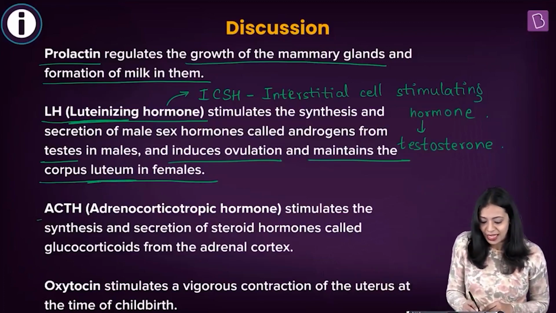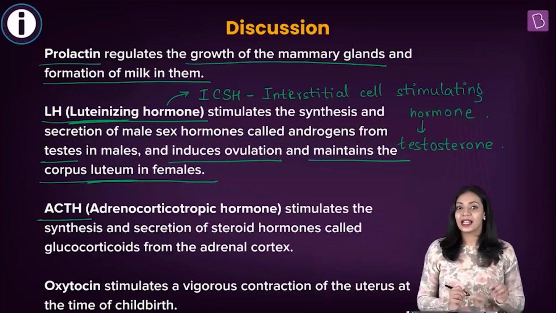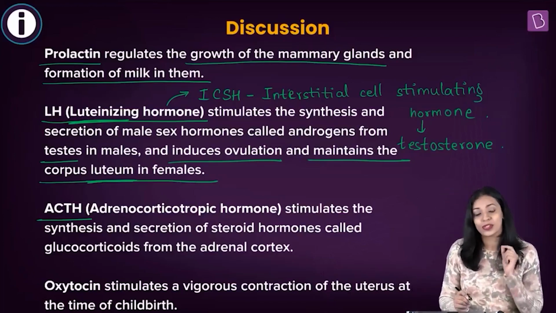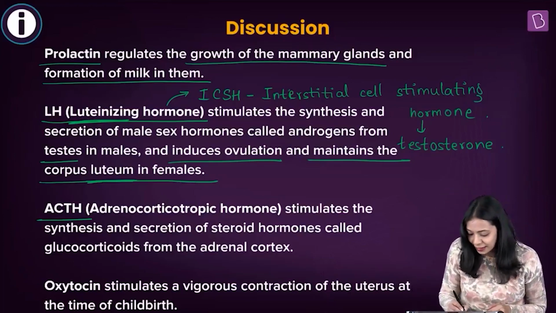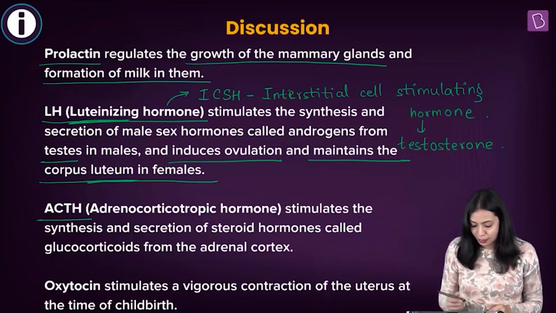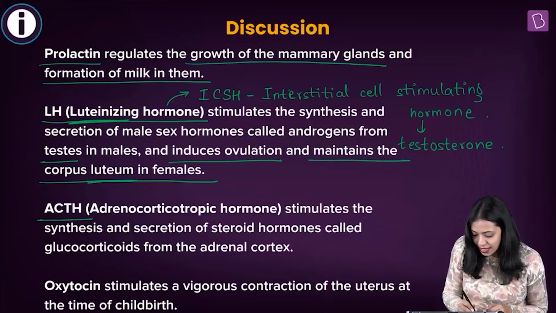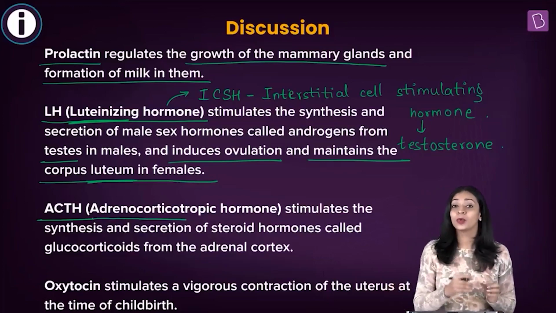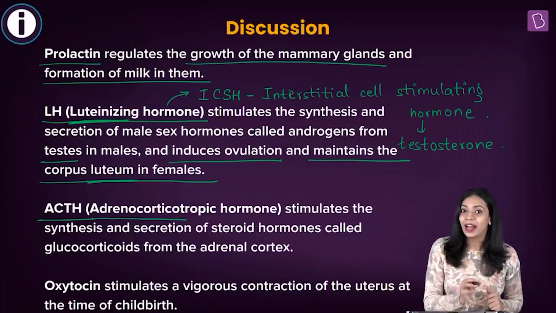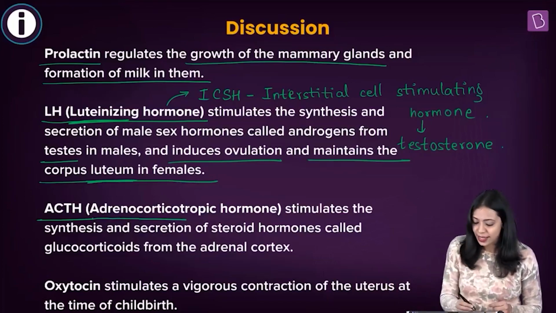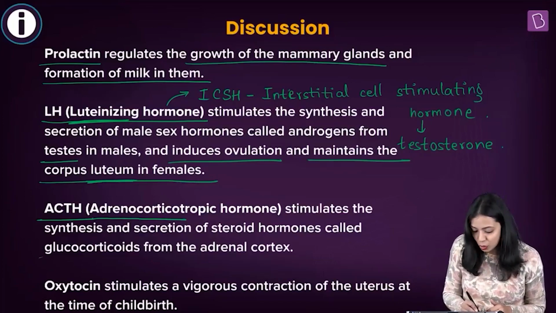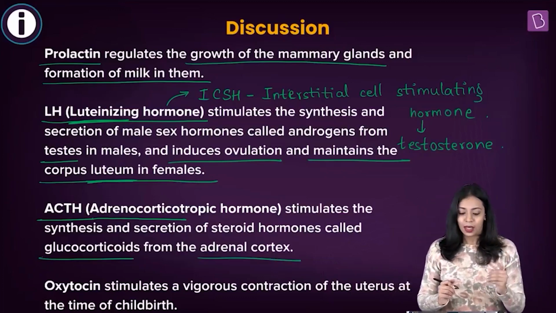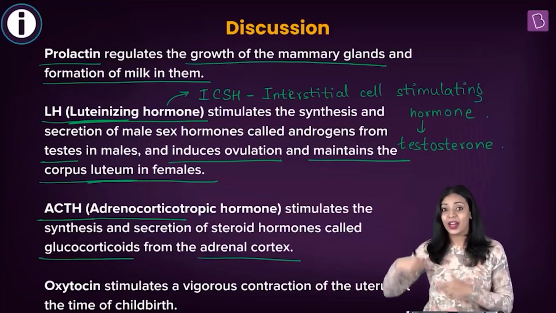Okay. So ACTH. ACTH stands for adrenocorticotropic hormone. So this hormone is produced and secreted by the anterior pituitary. So as the name suggests, adrenocorticotropic hormone is the hormone that will stimulate the adrenal cortex to synthesize steroid hormones such as glucocorticoids from the adrenal cortex. Now, ACTH will act on the adrenal gland.